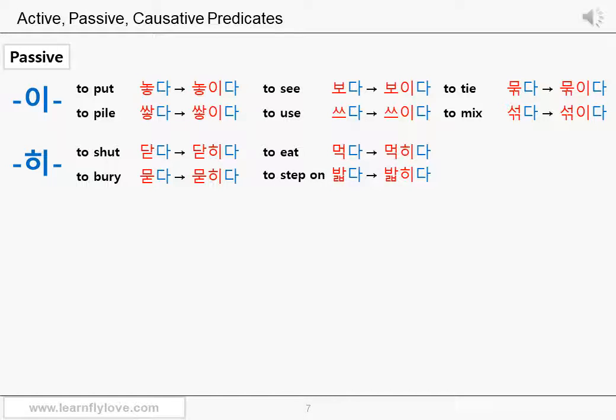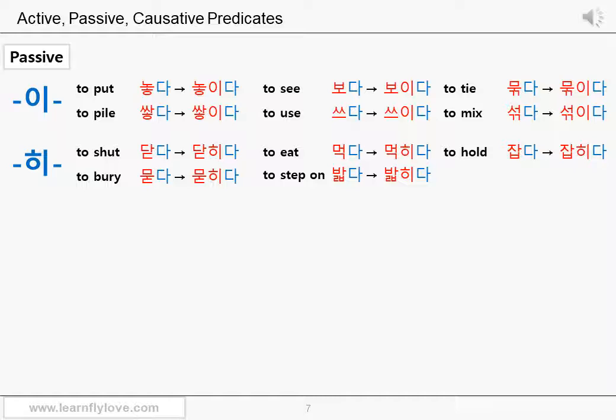To step on something like someone's foot is 밟다. And to be stepped on is 밟히다. To hold or catch is 잡다. And to be held or caught is 잡히다.